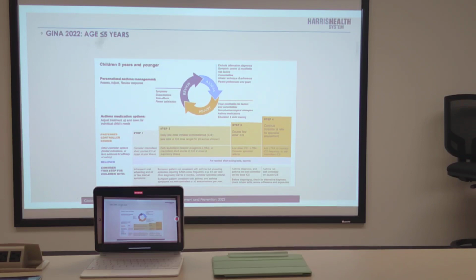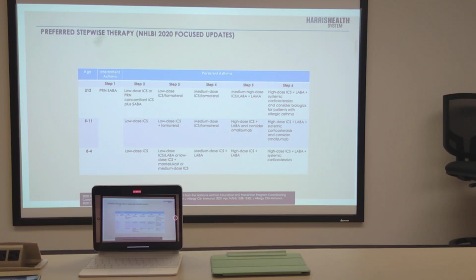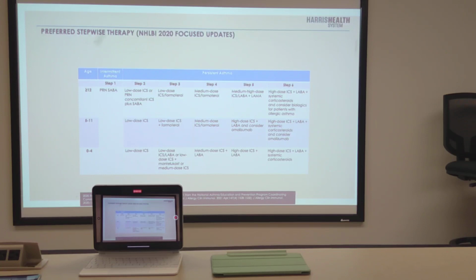This is the EPR3 guidelines, also known as the 2020 focused update. For step one, you see PRN SABA. Those are usually the patients that we define as intermittent asthma. Remember, GINA guidelines do not have intermittent asthma as part of their classification of asthma. Step two is when the patient can use a low-dose inhaled corticosteroid as needed. Step three is a daily low-dose inhaled corticosteroid with formoterol. Step four, increase it to medium dose. Step five is when you can add on that LAMA. And then step six, increasing it to a high dose. Right now I'm just focusing on ages 12 and above, but you can see the doses for patients 5 to 11 and 0 to 4 years of age.